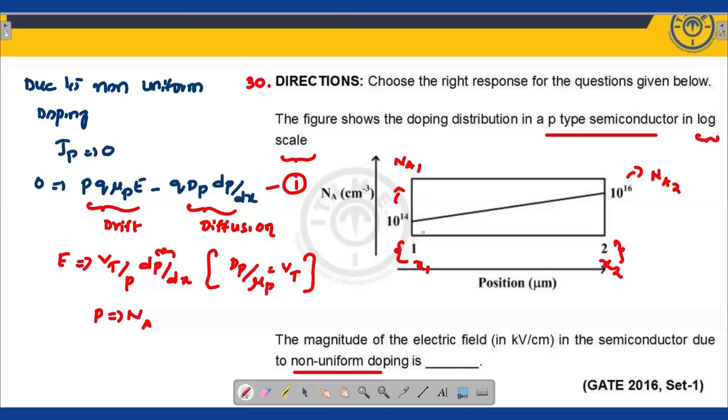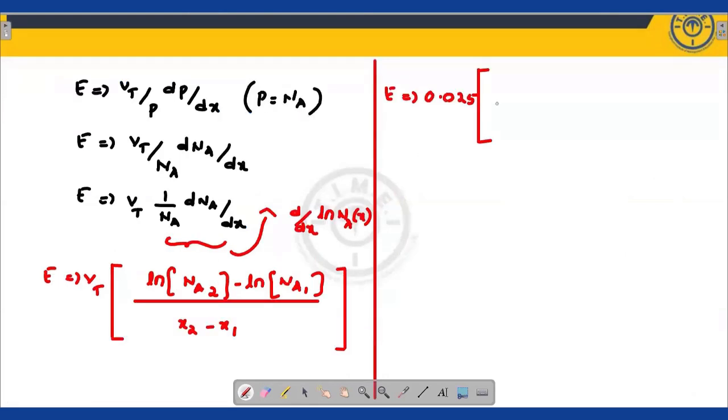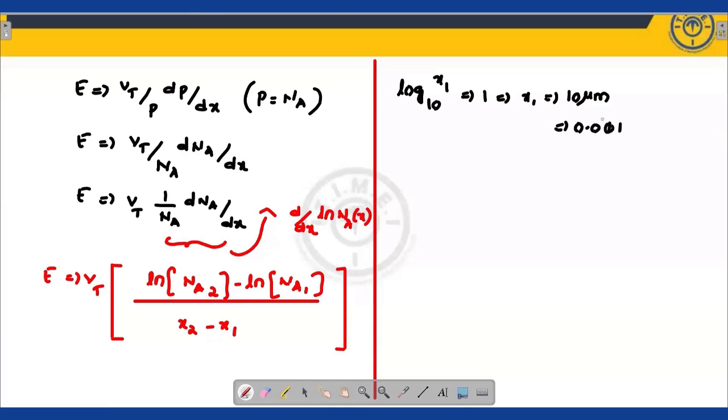NA1, NA2 and NA1. And this is X2 minus X1. So here, before this particular point, my dear students, I am writing, don't write, directly write over here. Now I am going for log 10 of x1, which is equal to 1, which is equal to x1 equal to 10 micrometers, which is equal to 0.001 centimeter.